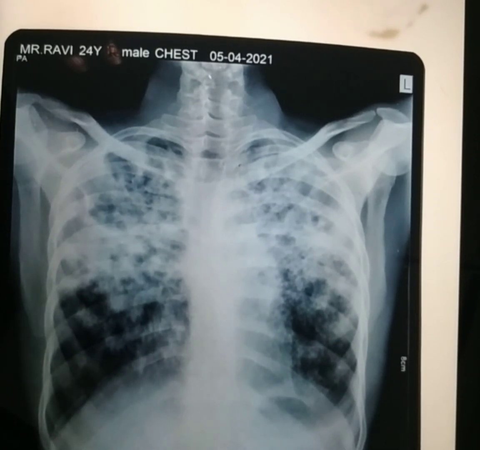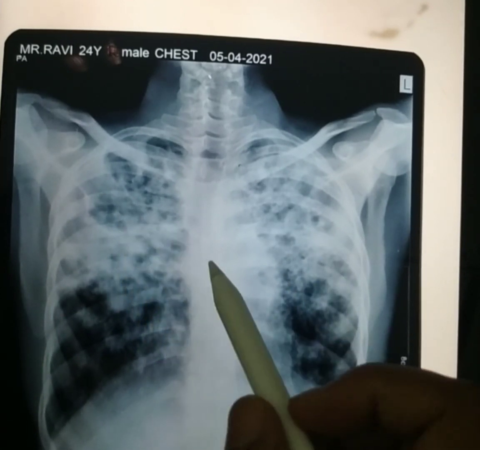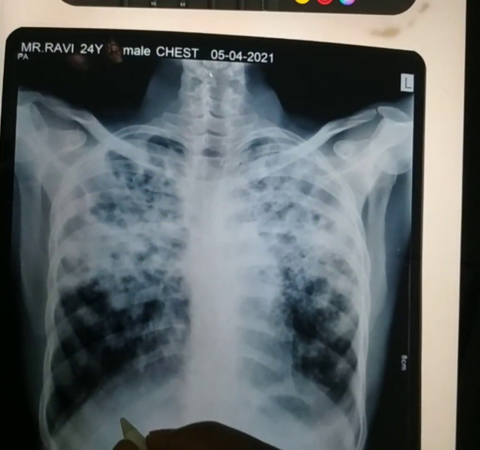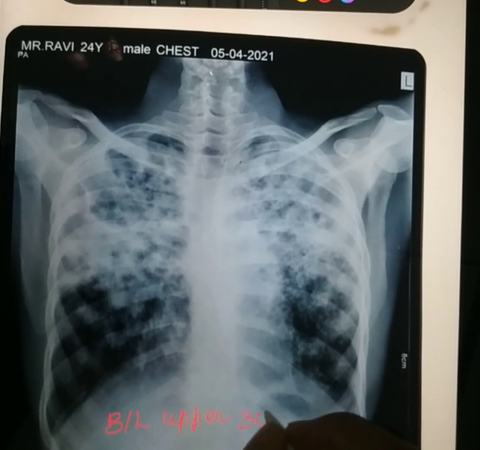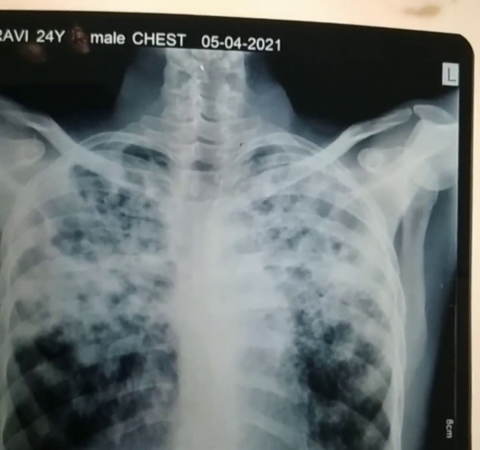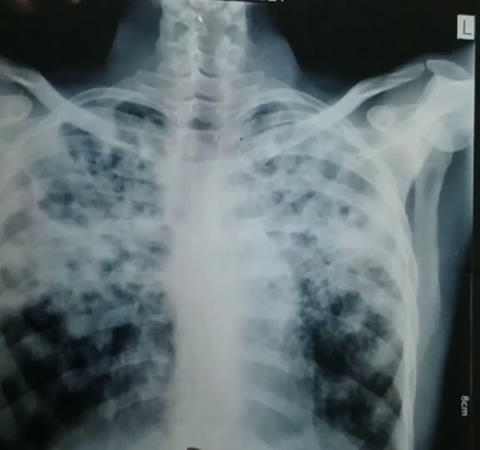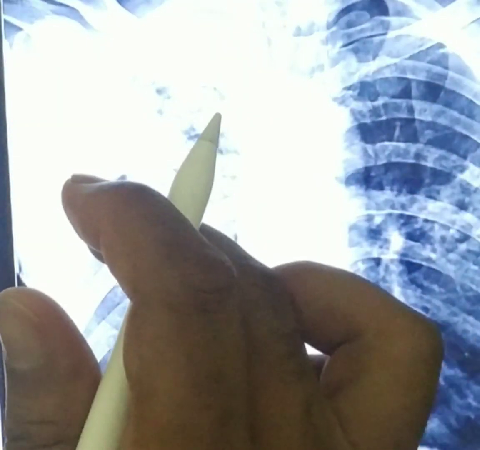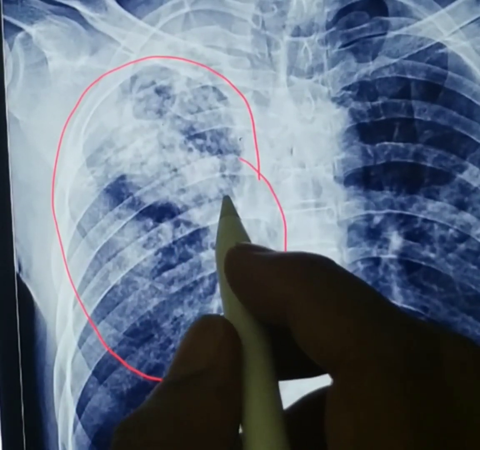In tuberculosis, the infiltrates are cotton wool like fluffy areas of consolidation or infiltration. So in this X-ray, you can see bilateral upper zone involvement with fluffy opacities. Bilateral upper zone infiltrates. In this next X-ray, you can see the infiltrates in right upper zone. Here, these are the infiltrates which are also seen in tuberculosis.